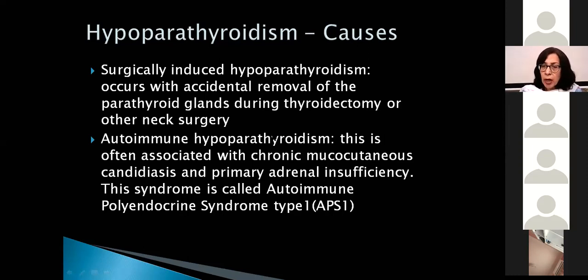Then autoimmune hypoparathyroidism. This is often associated with chronic mucocutaneous candidiasis and primary adrenal insufficiency, and this syndrome is called autoimmune polyendocrine syndrome type 1. This is autoimmune.